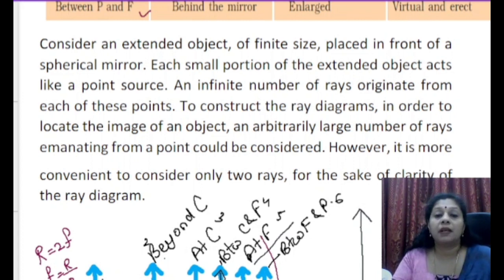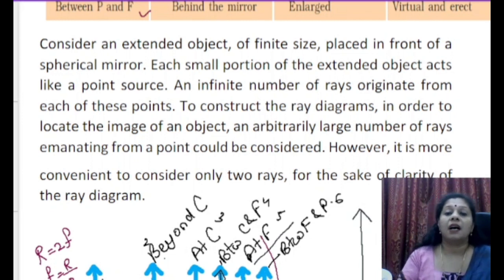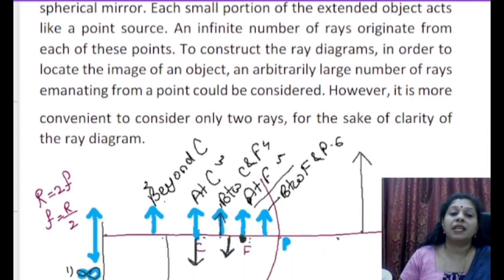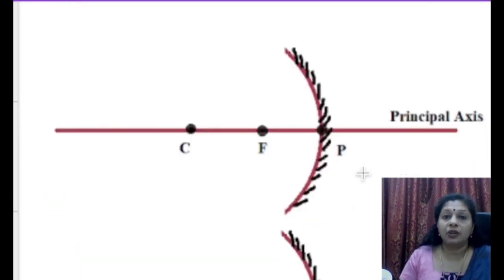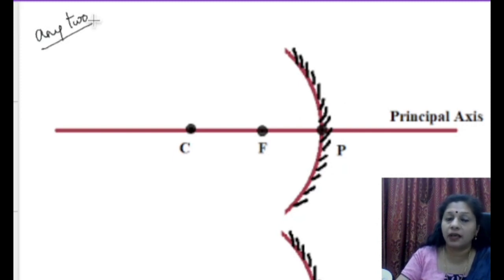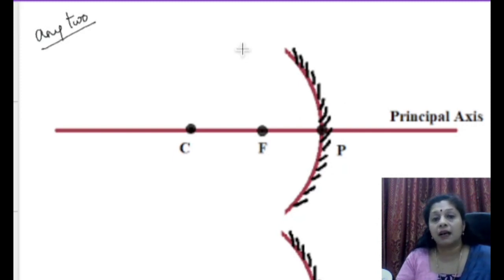So an arbitrarily large number of rays emanating from a point could be considered. However, it is more convenient to consider only two rays for the sake of clarity of the ray diagram. When you are drawing a ray diagram, you should have an idea about certain rules to be followed. I told you any two rays from the object you can take. But how can the rays go after falling on the mirror? That is what we are discussing.